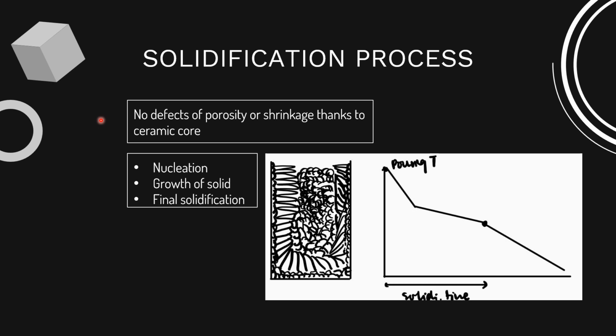Okay, so now talking about solidification, we need to highlight that there are not many defects of porosity or shrinkage due to the ceramic core that we are using. And the main structure of the solidification can be seen here. Firstly, we have this chill zone, which is caused by the quick decrease in temperature. Then we have these elongated grains that finally reach the equiaxed zone. So basically the main process followed is nucleation of the grains, then the growth of those grains into the solid, and finally the final solidification.